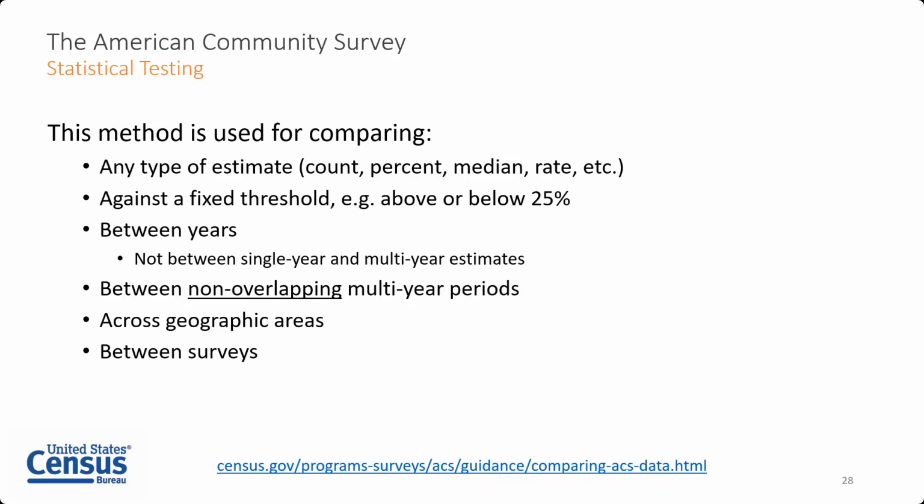Now keep in mind that single year and multi-year estimates should never be compared in your data analysis. Comparisons between 1 year and 5-year data products will yield erroneous findings. Therefore, only compare 1 year with 1 year and 5-year with non-overlapping 5-year estimates. For guidance in comparing ACS estimates, refer to the link at the bottom of the slide.